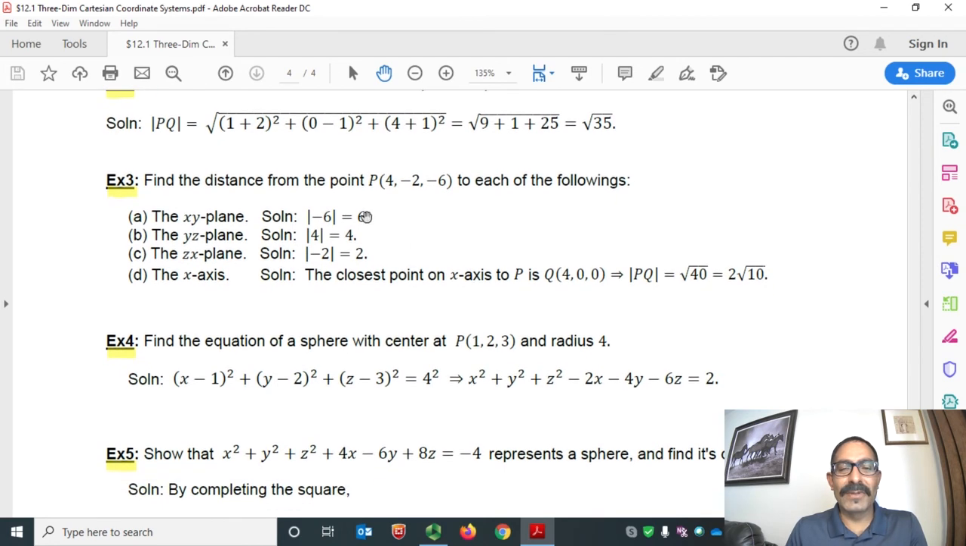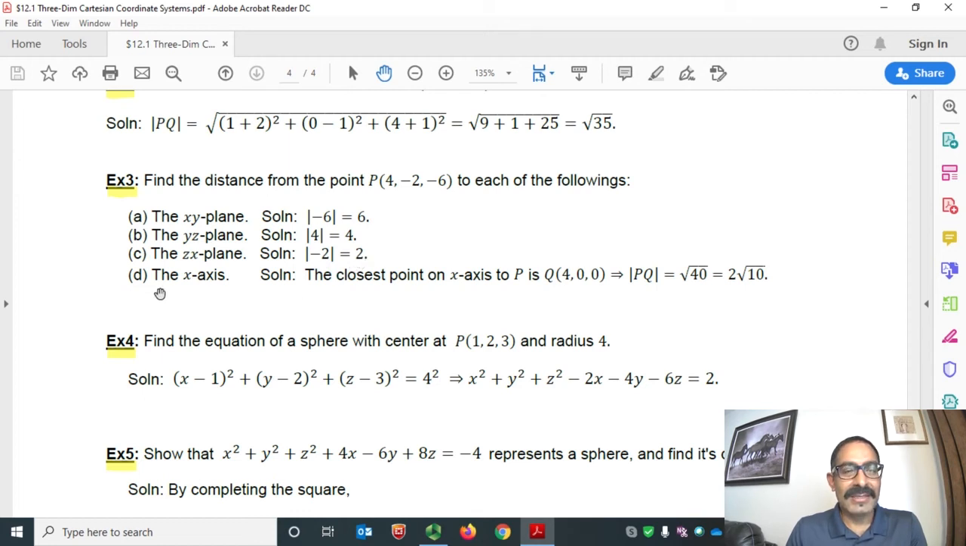Find the distance from the point P to each of the following. Part A, xy plane, that means simply the z coordinate, 6. Part B, yz plane, simply the x coordinate, 4. Similarly, part C, xz plane, the y coordinate, simply 2.